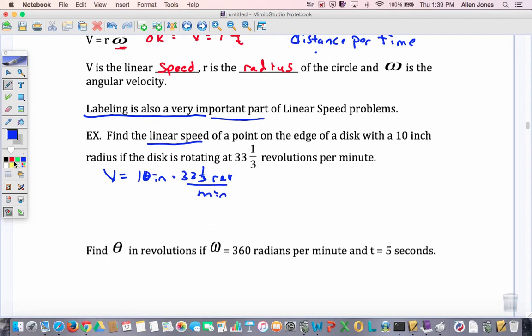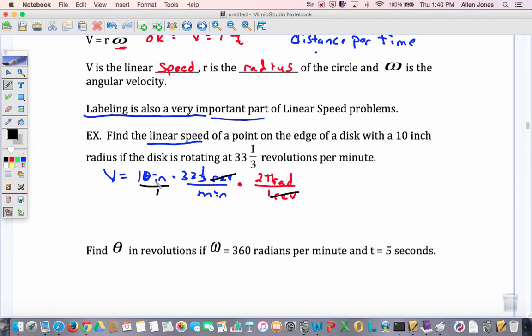So the first thing to note, we have two separate distinct labels here. We have inches and we have revolutions. Those two separate labels cannot be multiplied by each other. So we have to go ahead and convert one of those to a different unit of measure. So we'll change the revolutions over to radians. Same multiplier we had on the last one. One revolution is 2 pi radians. That will cancel out that label of revolutions.